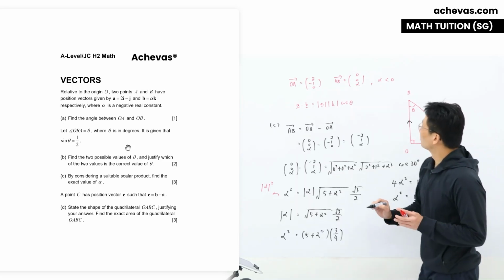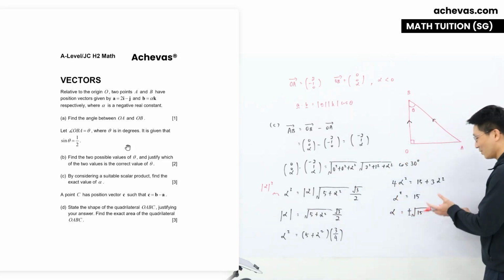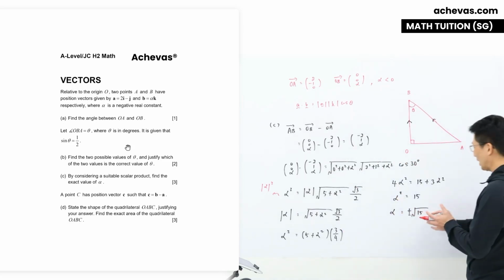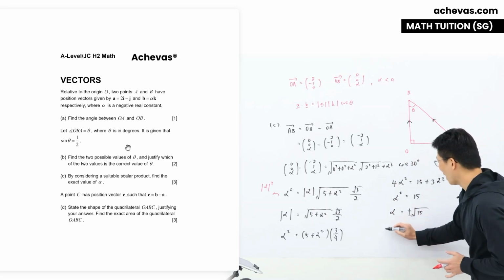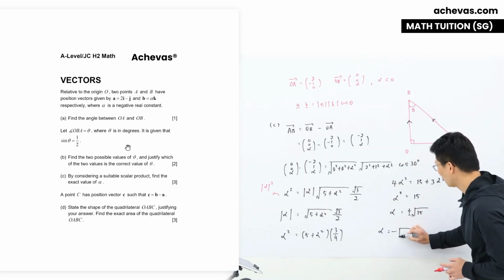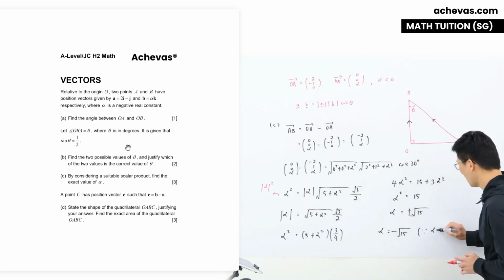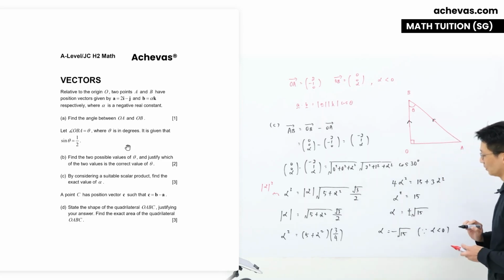But because alpha is given to us to be a negative value, of course, we will just be taking the negative value for alpha here. So alpha will just be minus square root 15. I can say that because alpha will be lesser than 0.